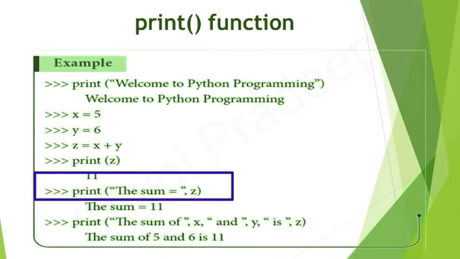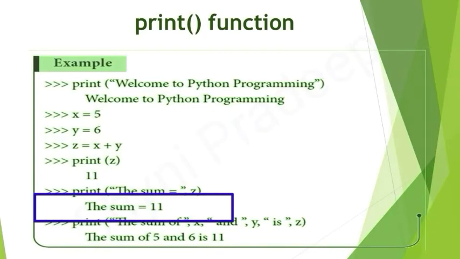So you will get this whole message in the output screen. The sum equal to, then here comma is given. It is used to separate two variables or separate two strings, okay. So this comma is called a separator. Then sum. Here double quotes are not given, so you have to print the value of this sum. What is the value of sum? 11. So this is the output of this code.